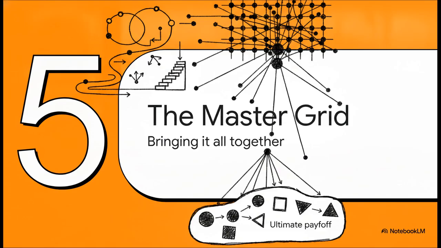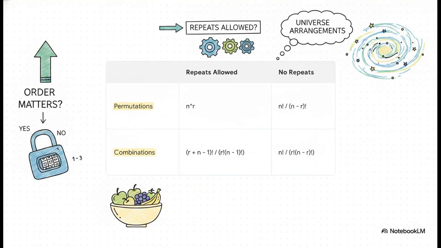Bringing it all home now with section 5, the master grid. I want you to take a mental snapshot of this unified cheat sheet right here. This 2x2 matrix organizes everything we've just learned. On the vertical axis, we ask, does order matter? If yes, it's a permutation. If no, it's a combination. On the horizontal axis, we ask, are repeats allowed? Just by answering those 2 super simple real-world questions, you can instantly zero in on the exact mathematical formula you need. This is basically your brand new mental map to decode the arrangements of the universe.